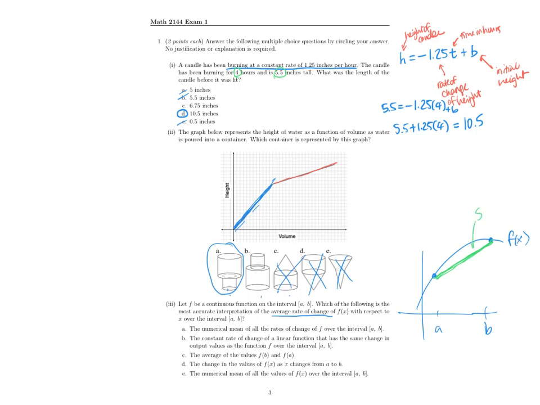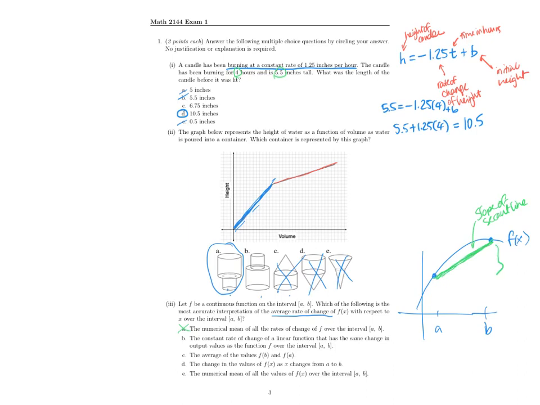So it's the slope of the secant line. Let's see which of these answers reflects that. So it's not the numerical mean of all the rates of change. That doesn't even really make sense because there would be infinitely many, so it's not like you can take a numerical mean anyway. This one says the constant rate of change of a linear function that has the same change in output values as the function f over the interval AB. So that would be this linear function.